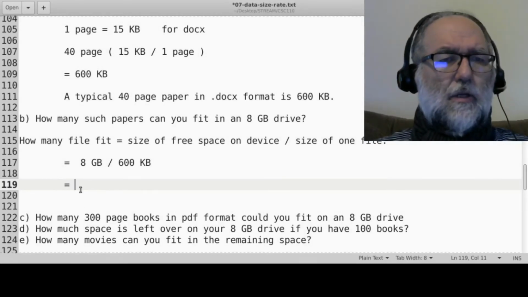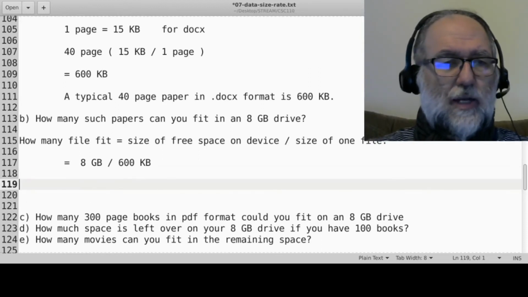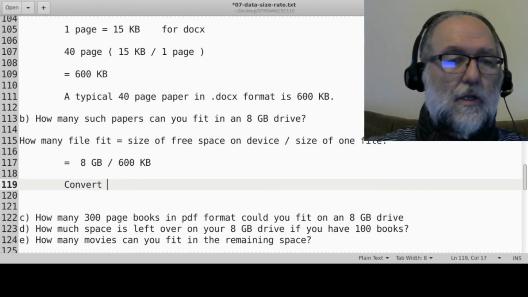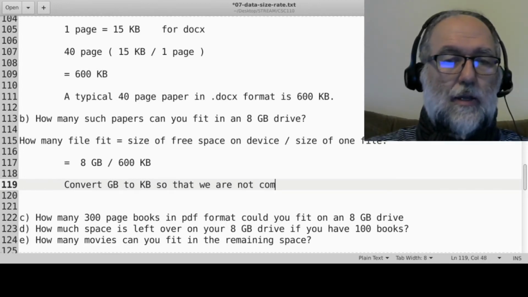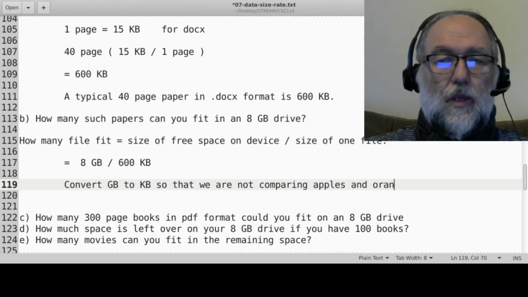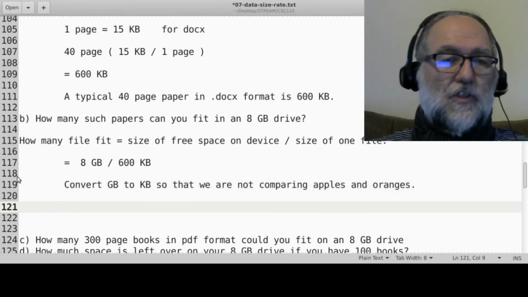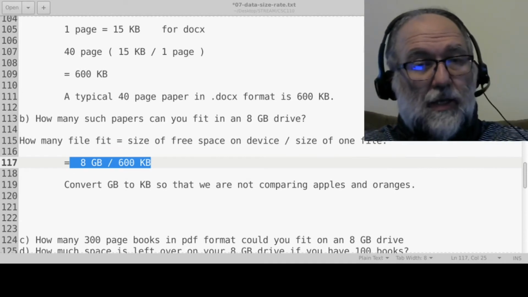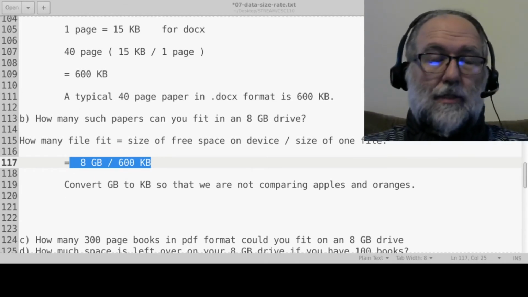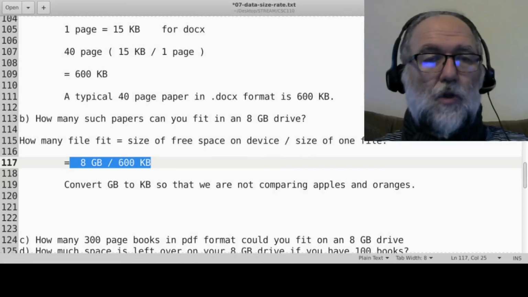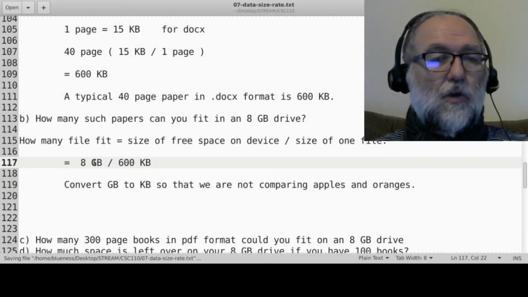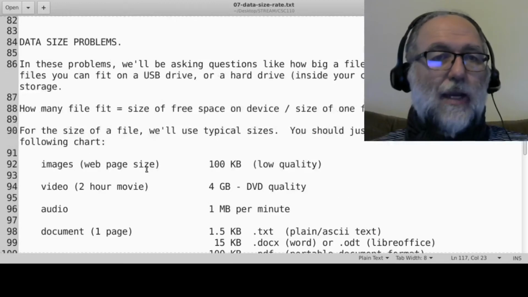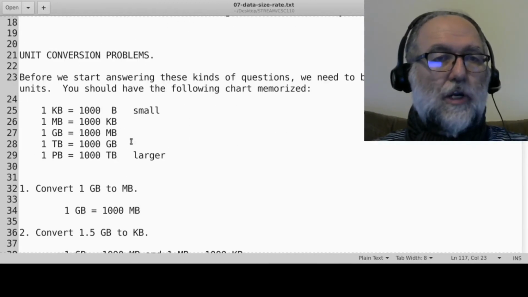Before I put an equal sign in there, let me just say what my strategy is going to be. Convert gigabytes to kilobytes so that we are not comparing apples and oranges. You can't just divide this, because you've got gigabytes on top, and that's one size, and kilobytes on the bottom, and that's a different size. You want the same size on top and on the bottom. So you take a look at this and go, okay, I've got to go from gigabytes to kilobytes. So back up to this metric chart up here.